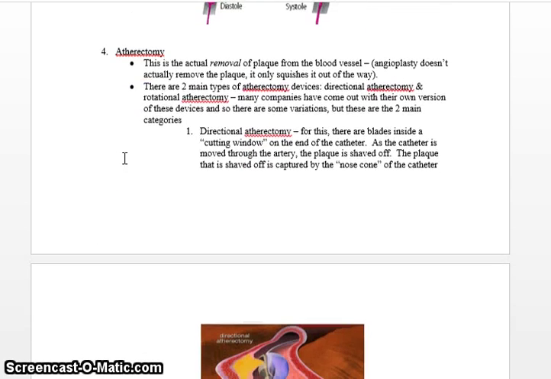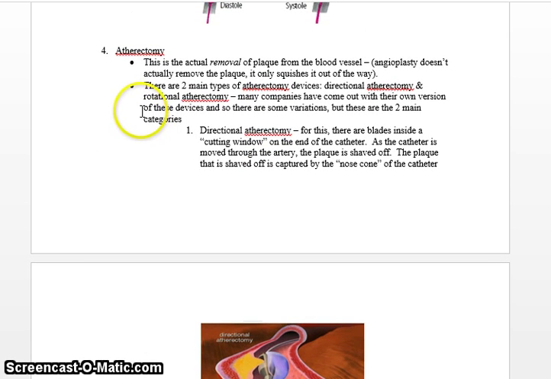Okay, and moving on to atherectomy. The term atherectomy means the actual removal of plaque from the blood vessel. Angioplasty, remember, doesn't actually remove the plaque. It only squishes it out of the way. And there are two main types of atherectomy devices: directional atherectomy and rotational atherectomy.